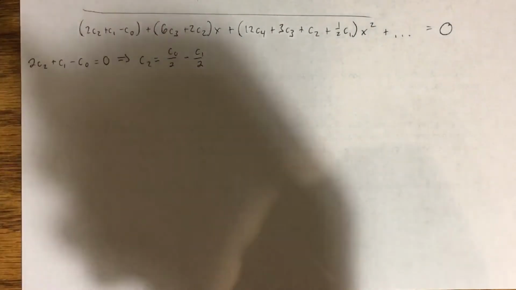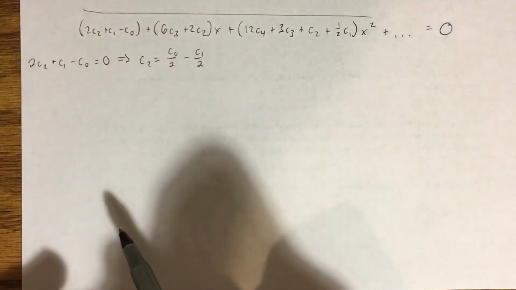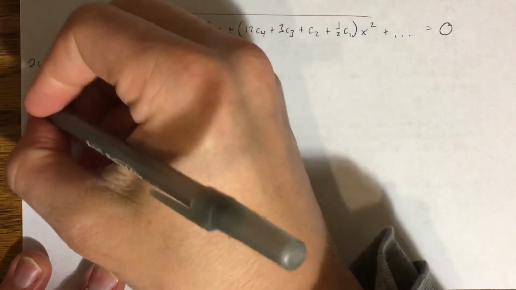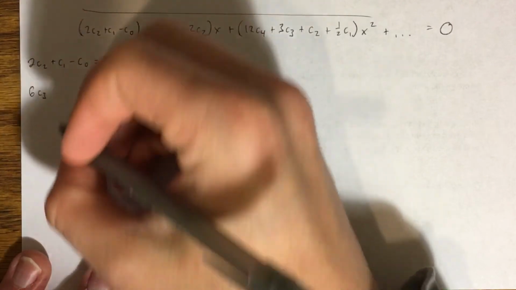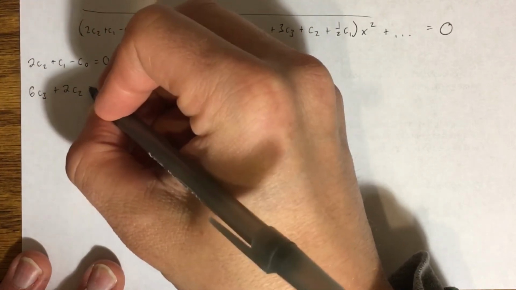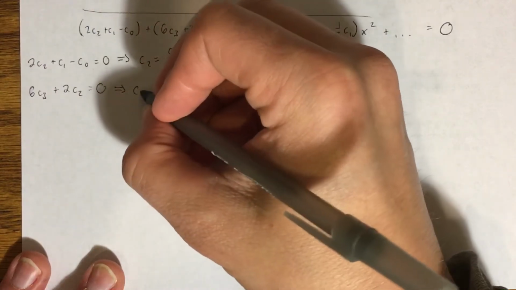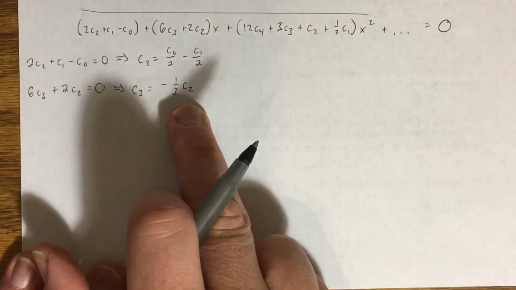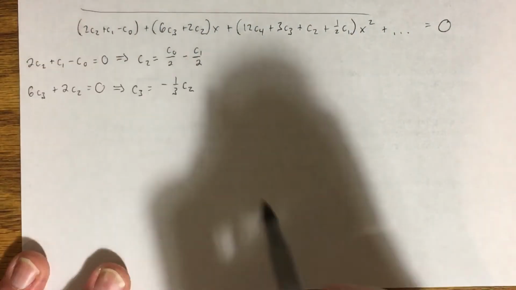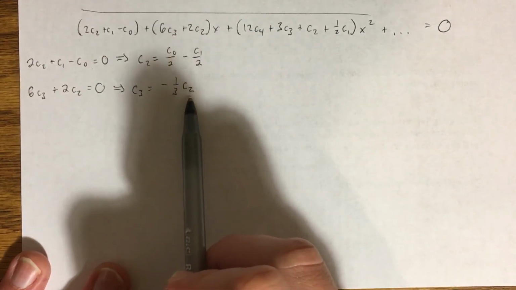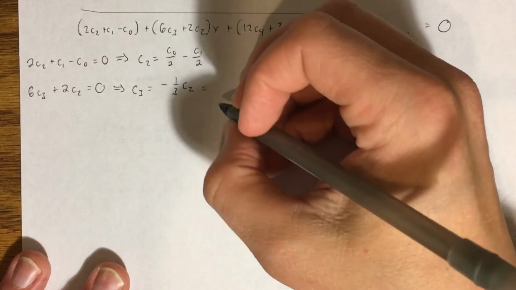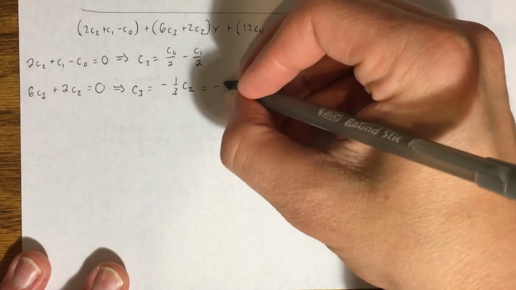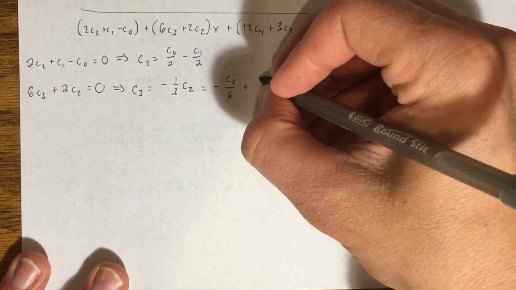Now I'd like to take C3 and find a way to put that in terms of C0 and C1. I can use this second term here, set its coefficient equal to 0, so 6C3 plus 2C2 equals 0 implies that C3 is equal to negative 1/3 C2. I don't want that to be a C2. I want it to be in terms of C0 and C1. So I make this substitution here. I can plug that in for C2. And if I did that, negative 1/3 times each one of these gives me negative C0 over 6 plus C1 over 6.